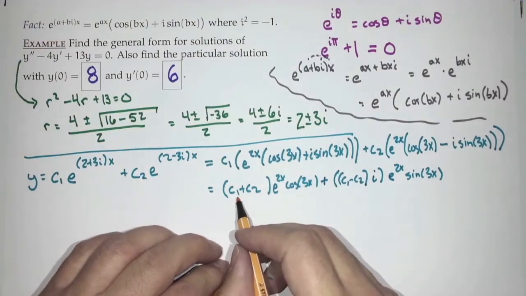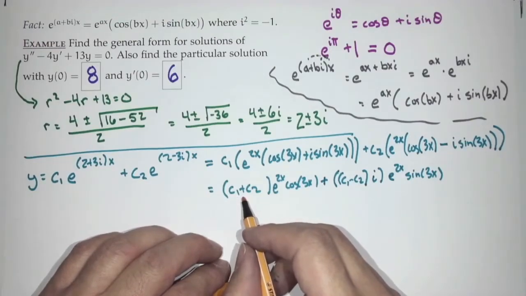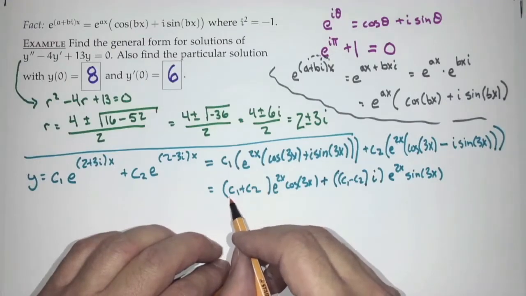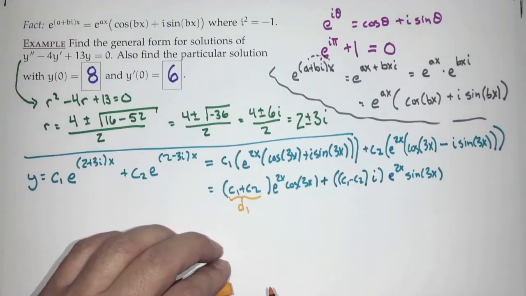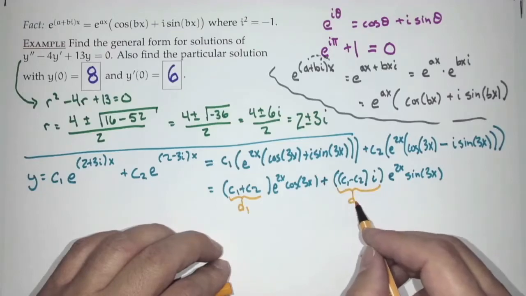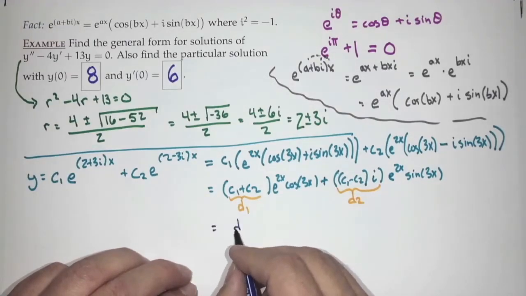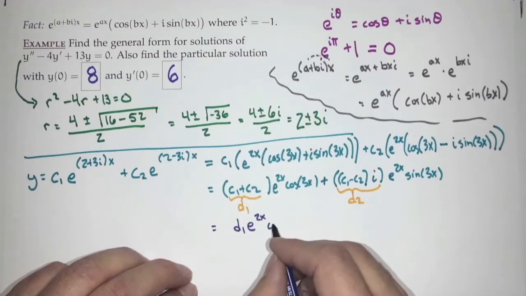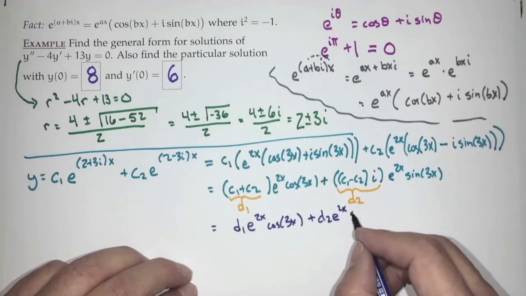What's true about C1 and C2? They're numbers. We call them constants. So if I add two constants together, what do I get? Let's call it a new name. It's become a new constant, D1. What about C1 minus C2 times i? It's a constant too. So make that a new name, D2. And now we're like, wow, check it out. So this has become D1 e to the 2x cosine of 3x plus D2 e to the 2x sine of 3x.